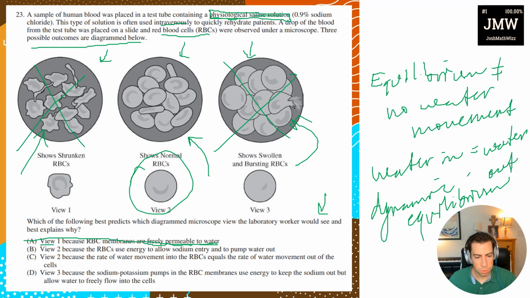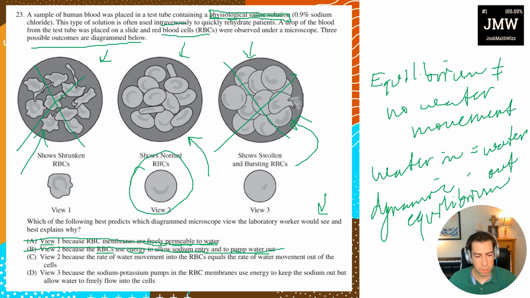This one says view 2 because the red blood cells use energy to allow sodium entry and to pump water out. So this could be true, right? That would be true if we weren't at physiological conditions, right? But again, it says that we are at physiological conditions, so we can get rid of that one.